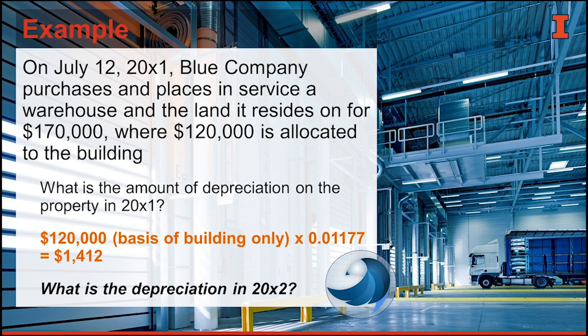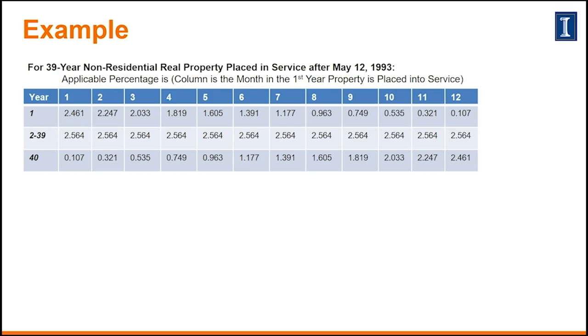Now, what about the next year? What is the depreciation deduction in year 20x2? Well, we go back to the non-residential realty depreciation table, and we stay in column 7 because July was the original month the warehouse was placed into service. But we are now in year 2, so we simply drop down one row and stay in column 7. So here the rate is 2.564%.